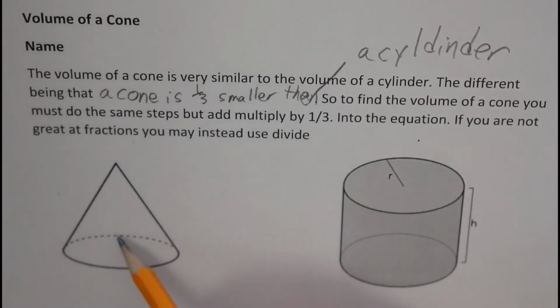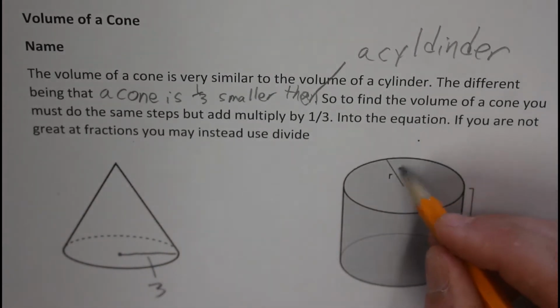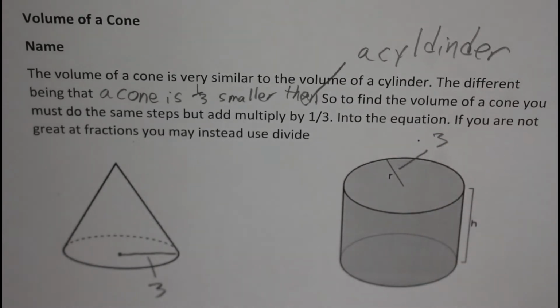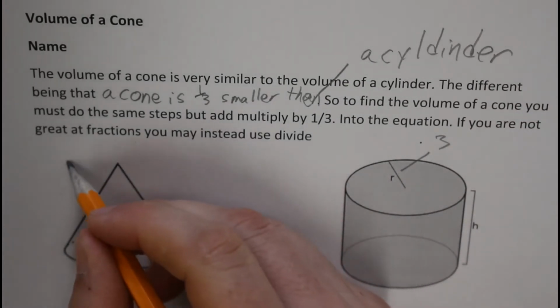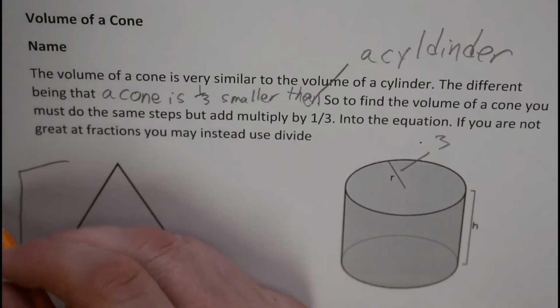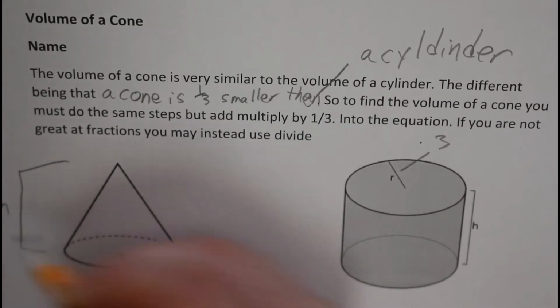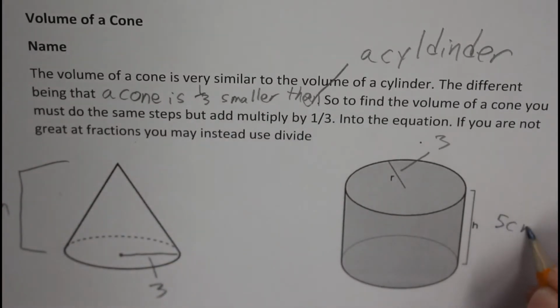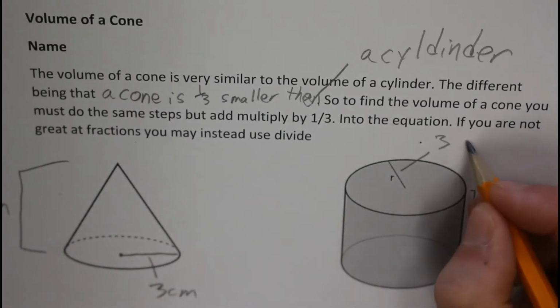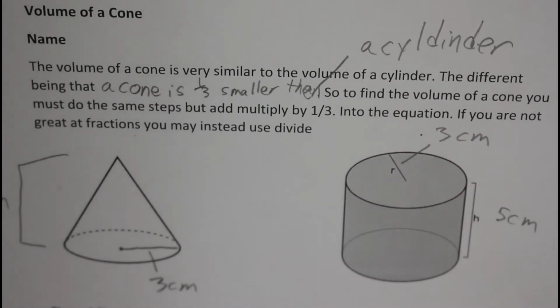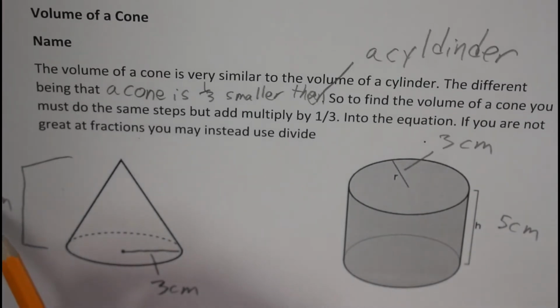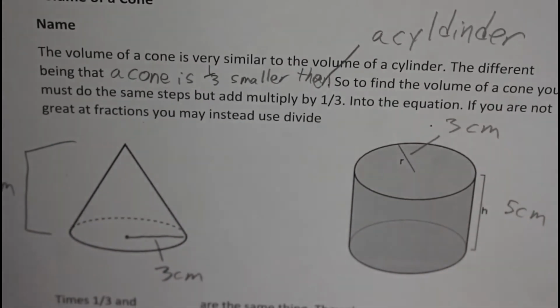So if you took this and we assume it has the same radius, let's say the radius is 3, and the radius for this one is 3, and the same height, let's say it's 5 centimeters. This one is 5 centimeters. The only difference between these two is that this one is a third smaller. You could smush up 3 of these and fit it inside of there, and those volumes would be the same.